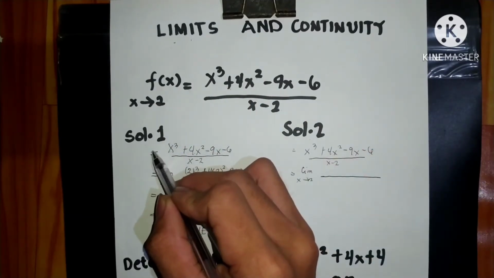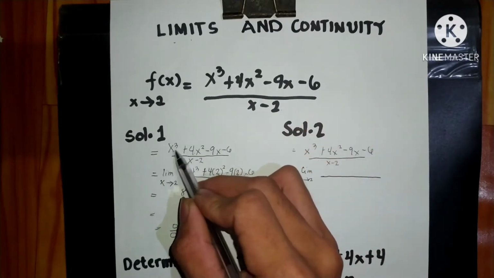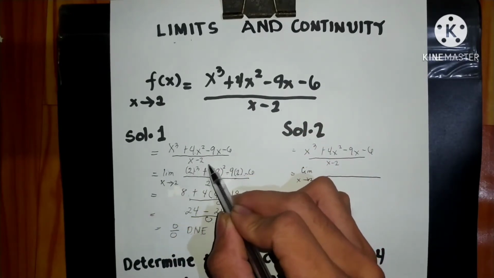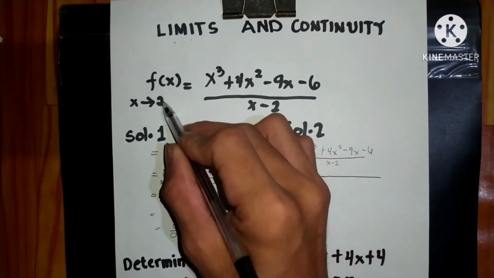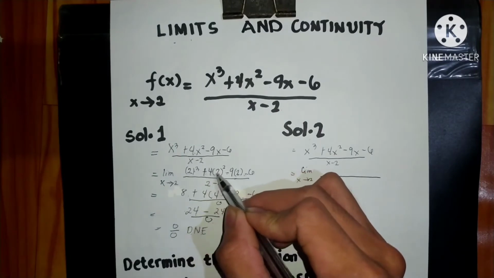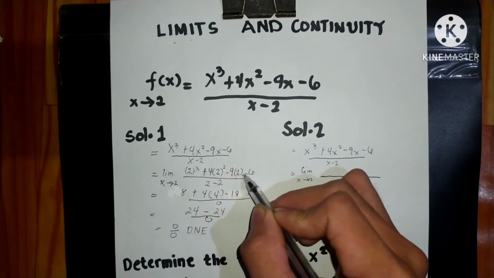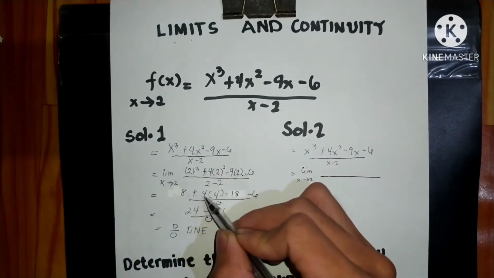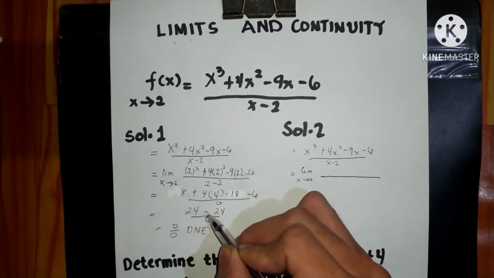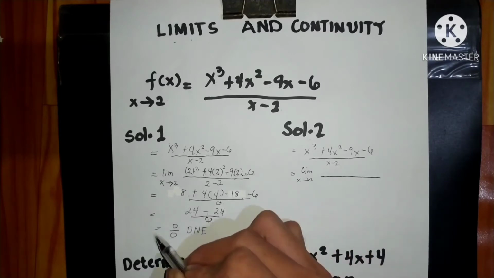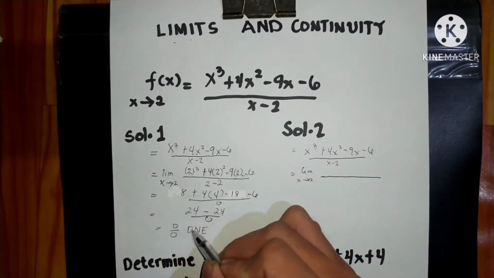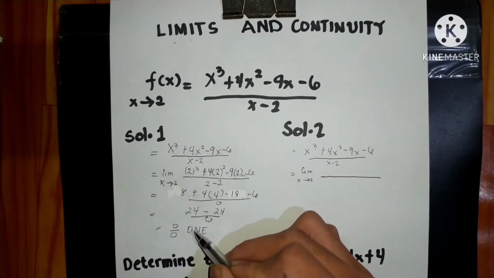So, for the solution 1, copy this function, x cubed plus 4x squared minus 9x minus 6 over x minus 2. So, substitute the value of 2 into the variable x. 2 cubed plus 4 times 2 squared minus 9 times 2 minus 6. So, 8 plus 4 times 4 minus 18 minus 6. So, 24 minus 24 over 0. So, 0 over 0. So, in the first solution, the limit doesn't exist.